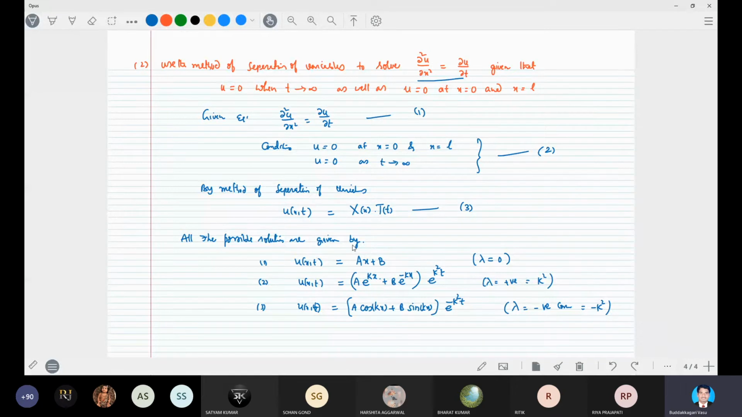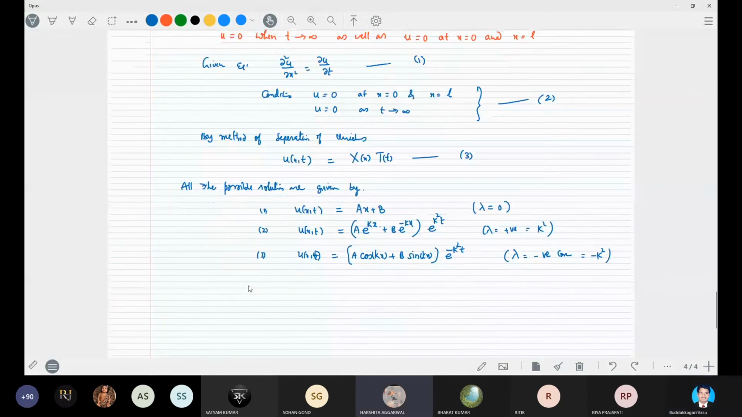Now we have to choose the suitable solution for the given problem, those satisfying all the conditions. Now you tell me, suppose one condition is that as t tends to infinity, u is equal to 0. Which solution is satisfying this condition? You check it. Third. Third one, right? Exactly. This is the only suitable solution. Why? Because it satisfies the boundary condition, right?